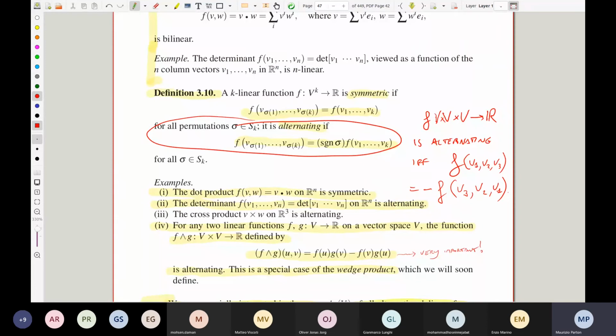Oh, yes, but is it only this? No. Okay, so it's alternating if whenever I switch a couple of them, the sign changes. In particular, this means that if I switch v2 with v1, and then v1 with v3, I obtain v2, v3, v1. The sign was switched twice, and so it remains the same. Okay. It looks like the Ricci symbol.